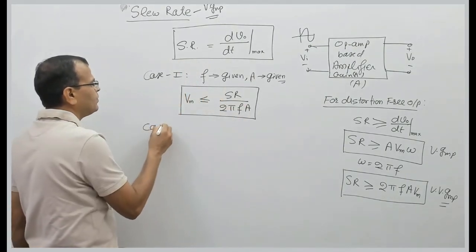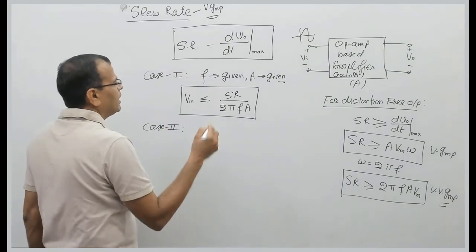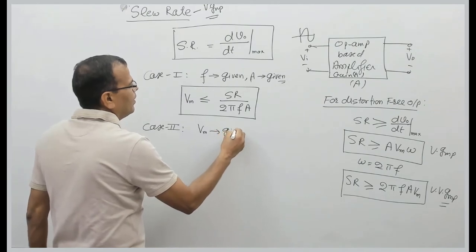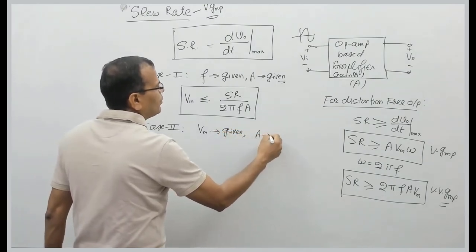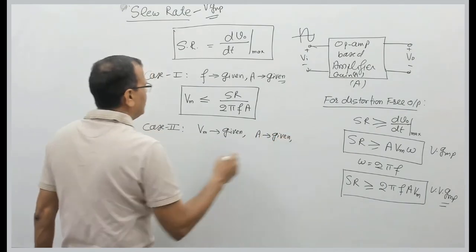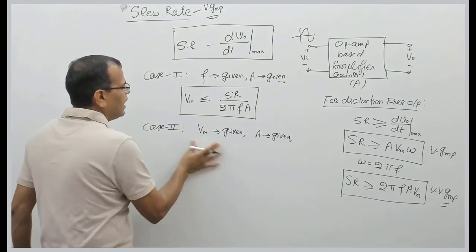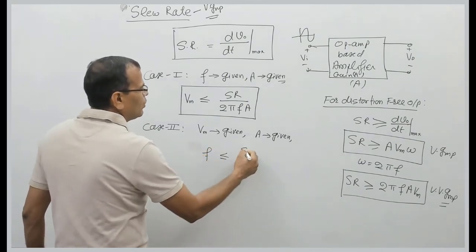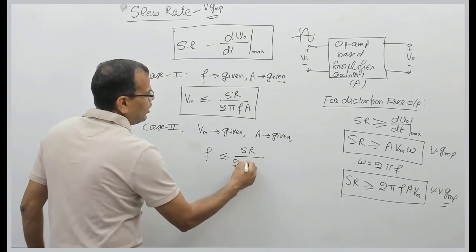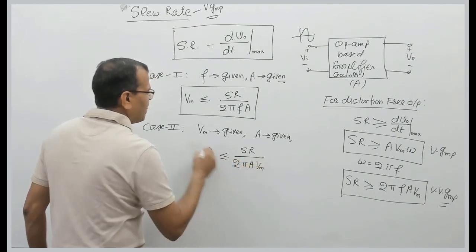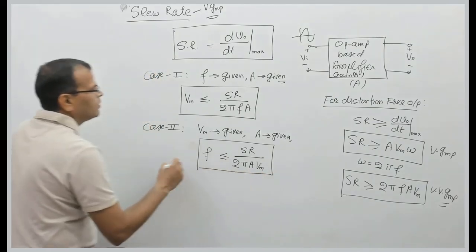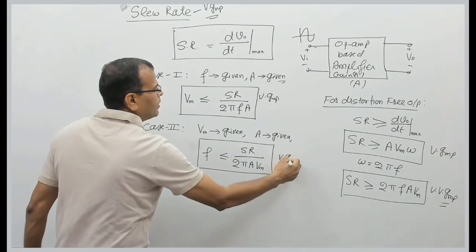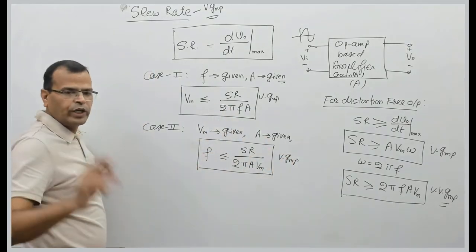Case 2. Case 2 is what? Now amplitude is given to you, and A is given to you. In that case, your frequency has to be determined. So max frequency in that case should be less than or equal to slew rate divided by 2 pi A into Vm. Try to remember this. You have a lot of questions on this. This is very important. You will find most of the questions on these 2 expressions.